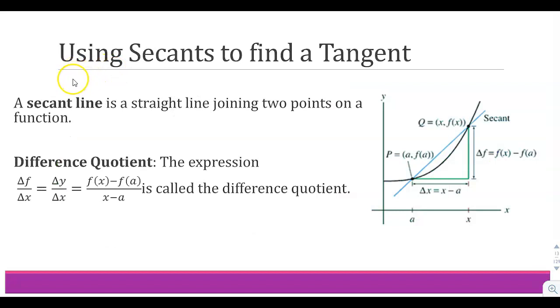Well, here's what we're going to do. We're going to be using secants to find a tangent. So what is a secant? A secant line is a straight line joining 2 points on a function.